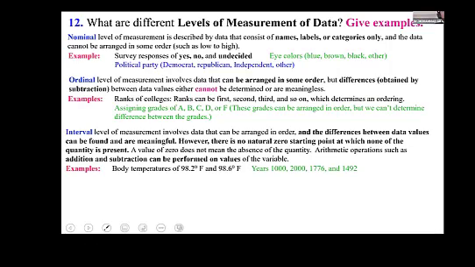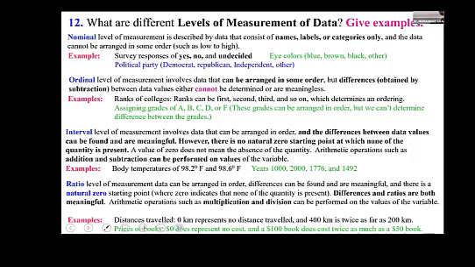Interval level of measurement. The interval level of measurement involves data that can be arranged in order, and the differences between data values can be found and are meaningful. However, there is no natural zero starting point at which none of the quantity is present. A value of 0 does not mean the absence of the quantity. Arithmetic operations such as addition and subtraction can be performed on values of the variable. Examples: body temperatures of 98.2 degrees Fahrenheit and 98.6 degrees Fahrenheit.